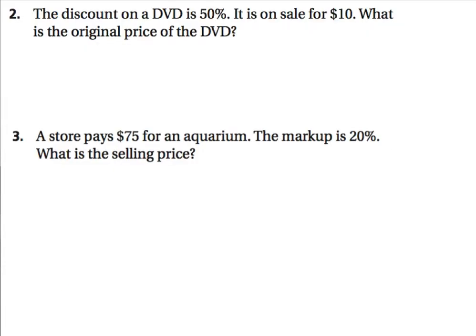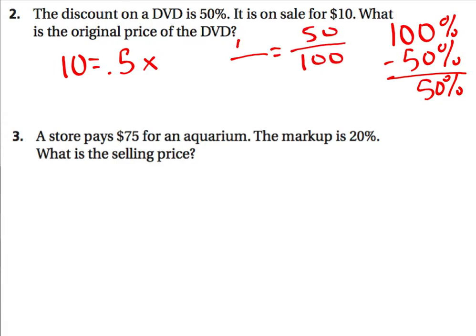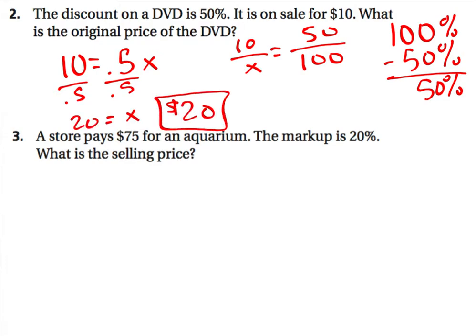The discount on a DVD is 50%. It is on sale for $10. What was the original price? So on this, we start with 100%, and if we subtract the 50% discount, we are left paying 50%. So we just need to know $10 is 50% of the original price. As a percent proportion, we would use this setup, and it'll give you the same answer. When I divide by 0.5 here, I get X is 20. Originally, the DVD was $20.